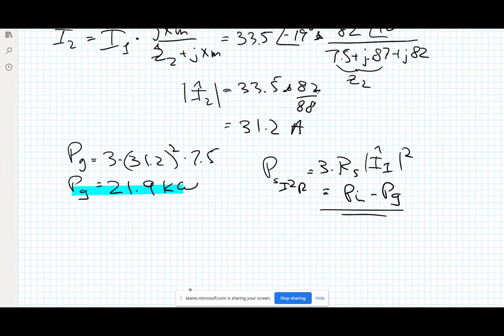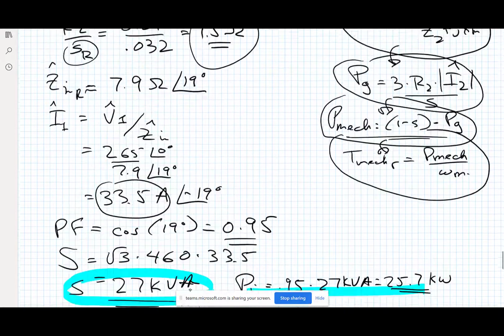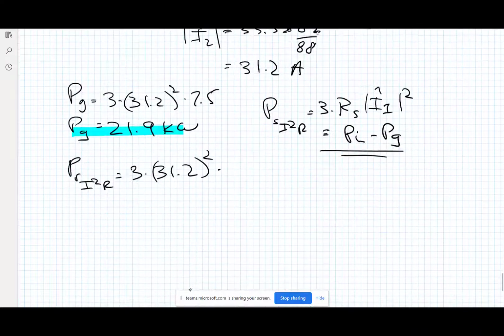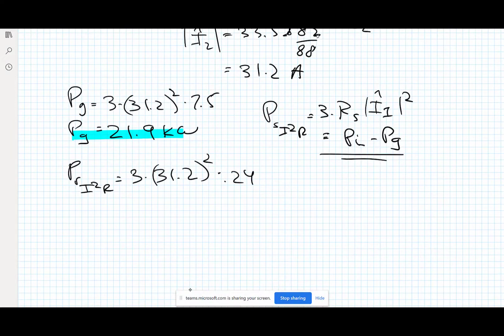Now the rotor I squared R loss, little r here, is going to be 3 times 31.2 squared times the rotor resistance, which was 0.24. Oh, yeah, remember I said I don't even have to do this. This is too much work. I just wasted time. Okay, and I want to get my exam done.